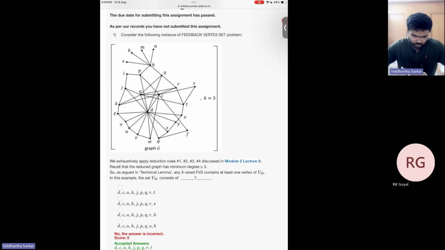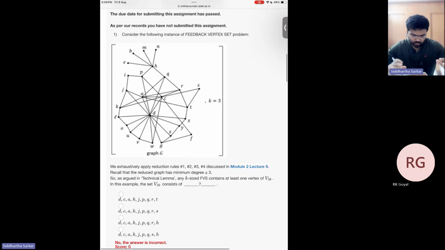So this is about the feedback vertex set. Okay, so what is a feedback vertex set? A feedback vertex set is a subset of the vertices in a graph whose removal will break all cycles. So once you remove these vertices, you are left with a forest. There are no cycles in the graph. So that is the definition of feedback vertex set.